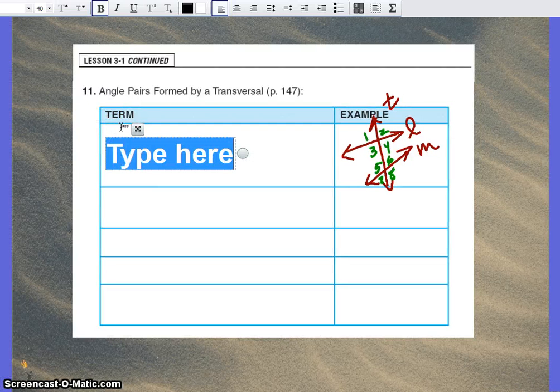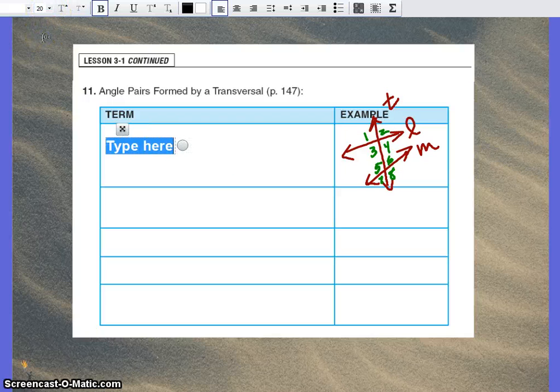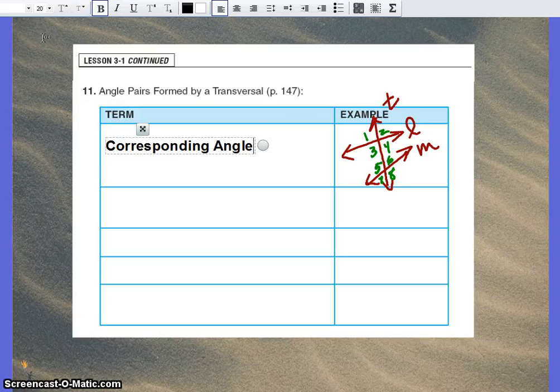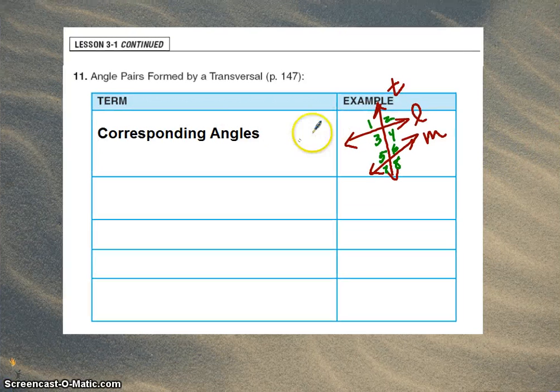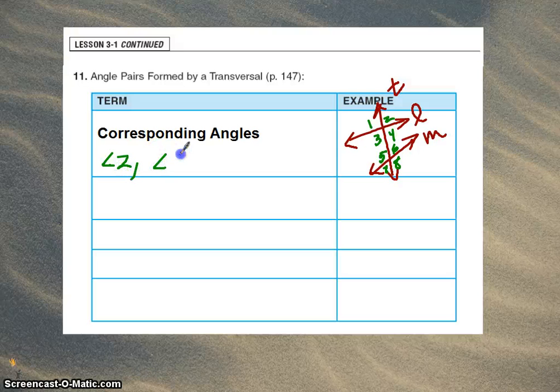So let's go with a smaller font size, around 20. Corresponding angles. Now, corresponding angles occur with the angles that are in the same position. So if we look at this picture, 2 and 6 are corresponding angles. So angle 2 and angle 6.